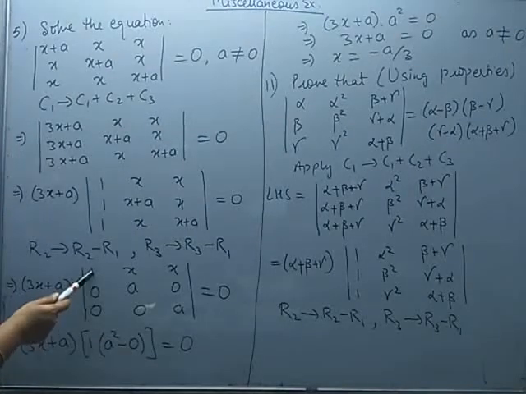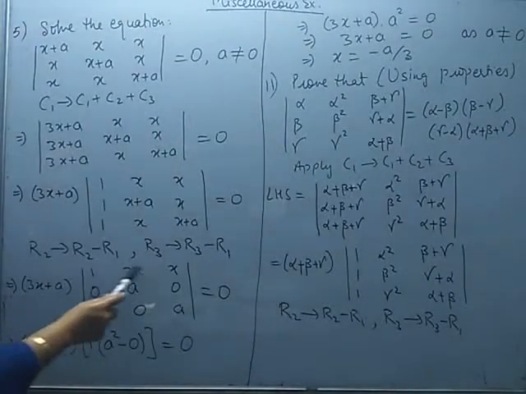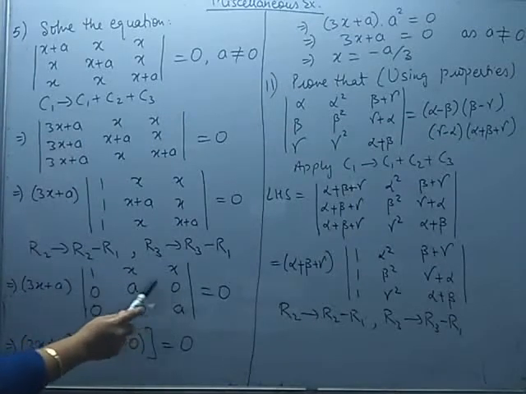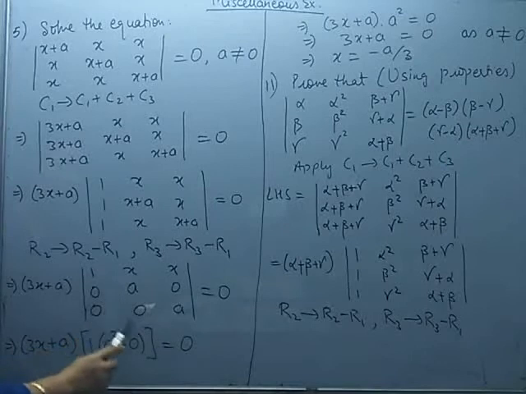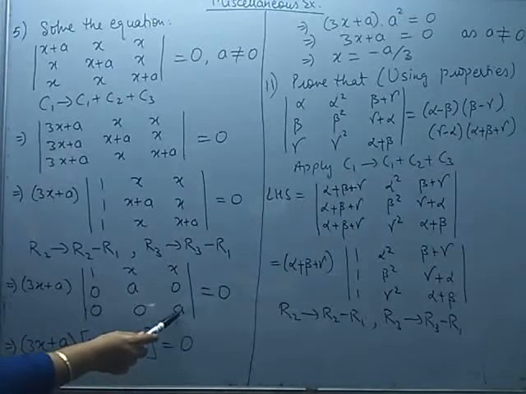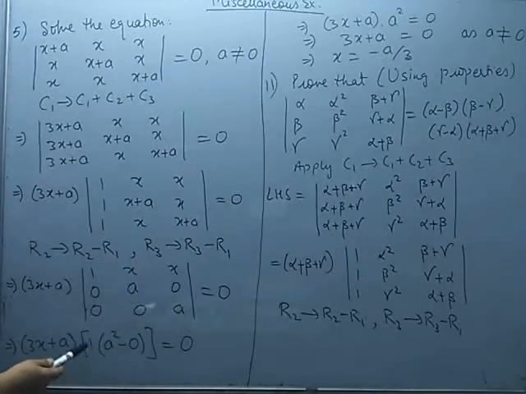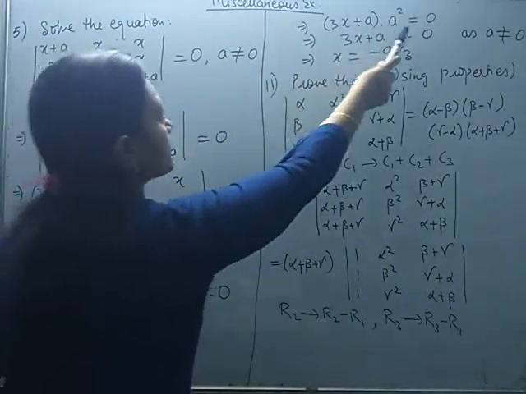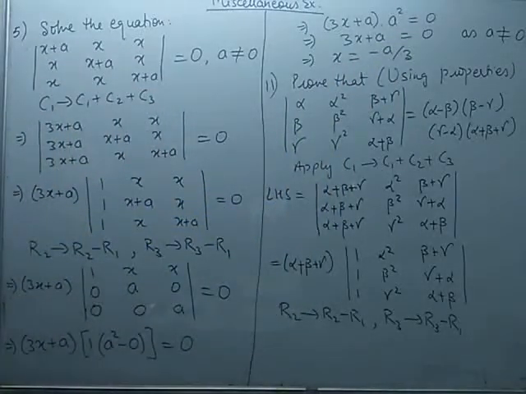Now expanding it through the first column. When we expand it through the first column, with the element 1, a certain number gets multiplied, which can be obtained by hiding the first row and the first column. So 1 is multiplying with this minor determinant, which gives us a into a square minus 0. So 1 into a square is a square only. So the leftover expression is a square into 3x plus a, which is equal to 0.